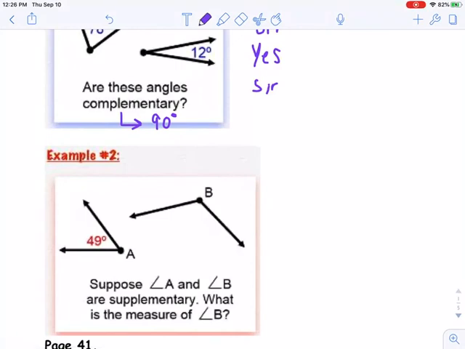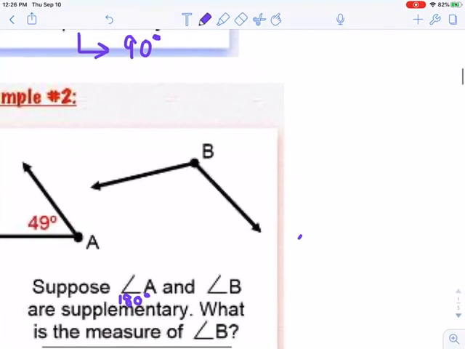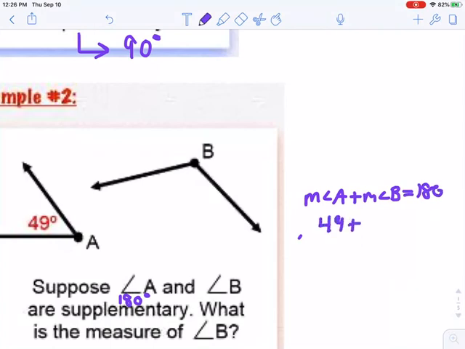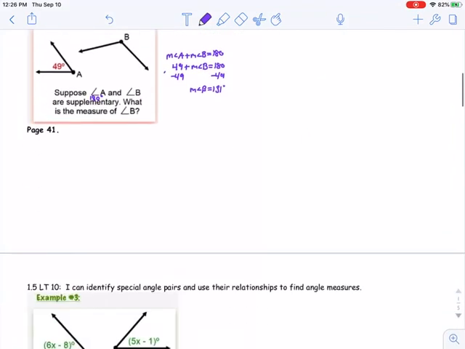Suppose angle A and angle B are supplementary. Again, pause: supplementary, we immediately have to say 180. What is the measure of angle B? I can be very tedious here and say the measure of angle A plus the measure of angle B, if they're supplementary, have to add up to 180. So 49 plus the measure of angle B equals 180. Subtract 49. I get the measure of angle B to be 131 degrees. All right, cool.